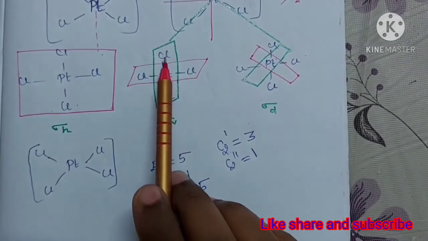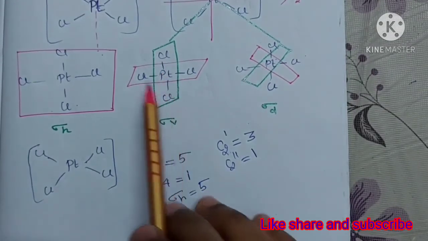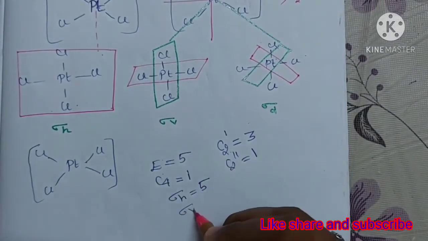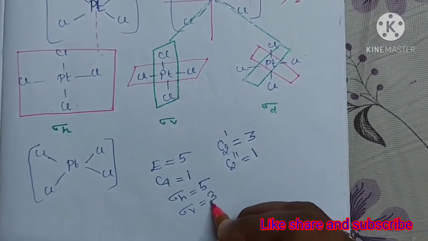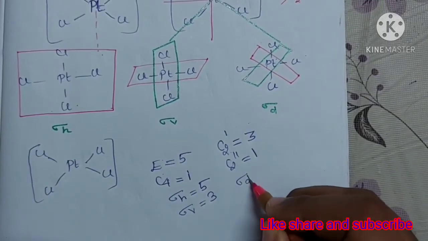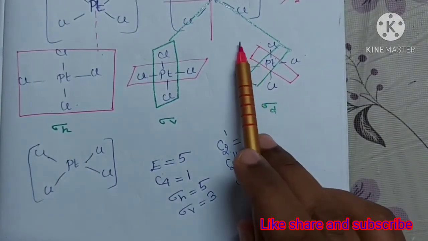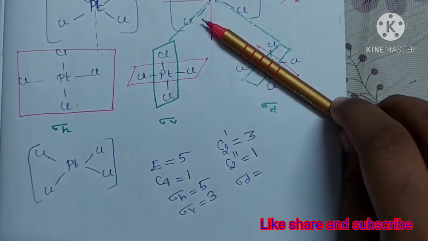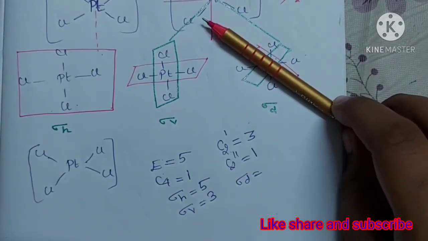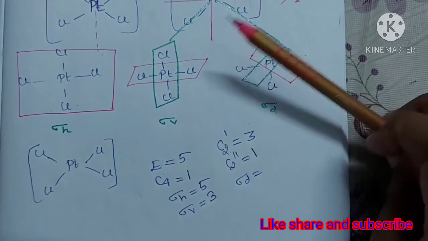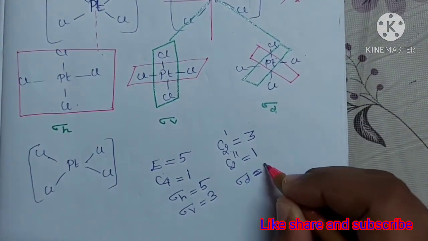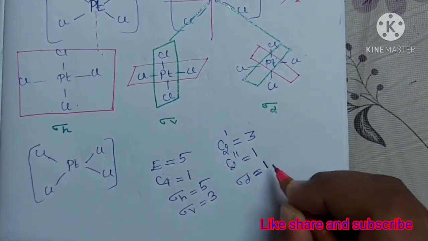So these 2 chlorines will be shifted and the unshifted atoms will be 3. So for sigma V, we have 3. In the case of sigma D, the plane cuts this part. So the platinum alone will remain unshifted and all the other 4 chlorines will shift in this case of sigma D. So in sigma D, the number of unshifted atoms will be 1.